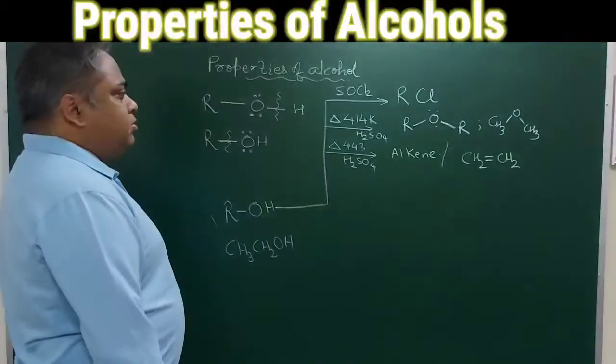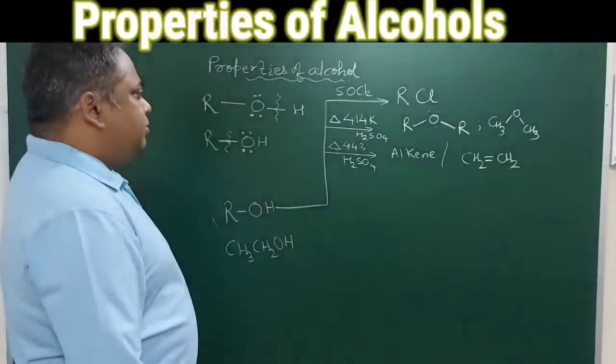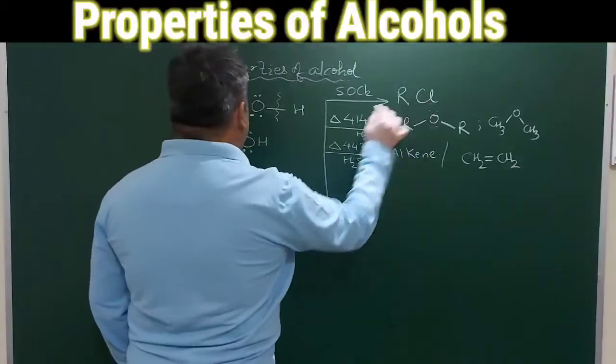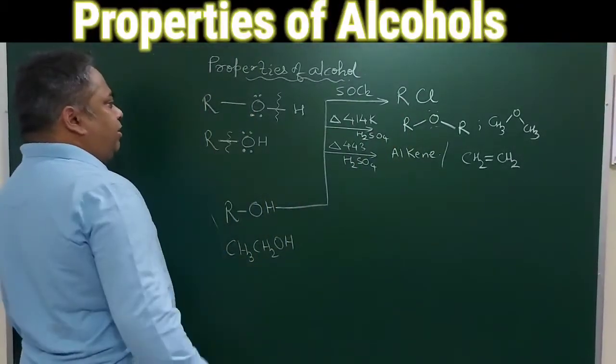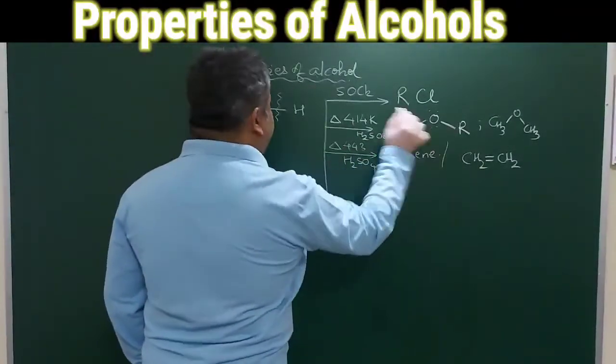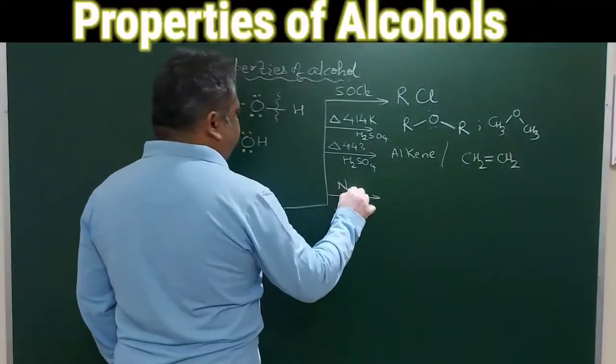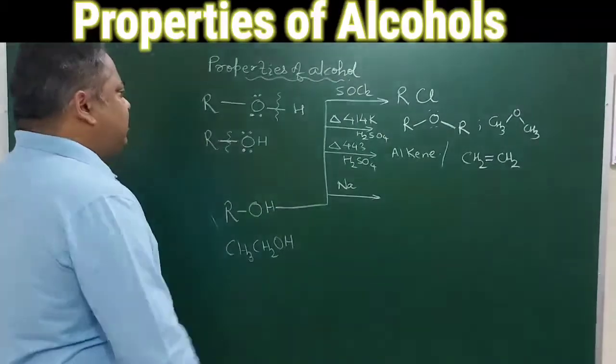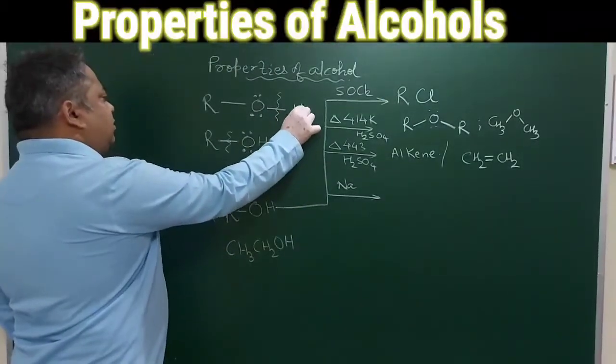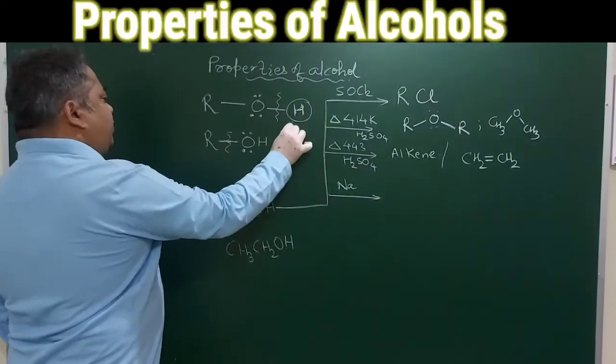So in this we are seeing that in the first reaction, the RO bond is breaking. In the second reaction we are seeing that the OH bond is breaking. If we treat it with sodium metal, then we can show the acidic property of this H plus. It can show acidic property also.